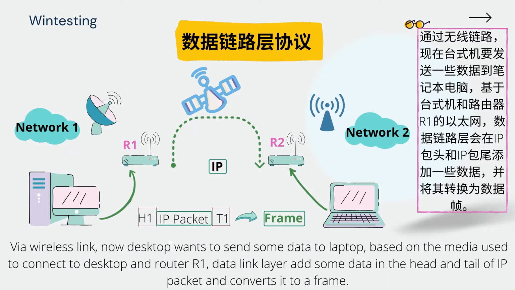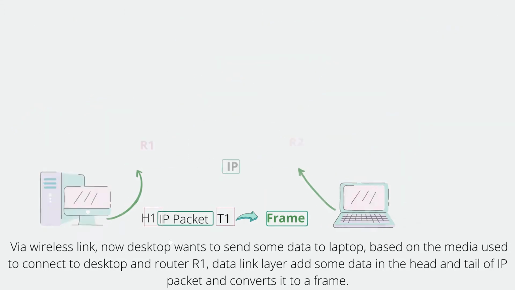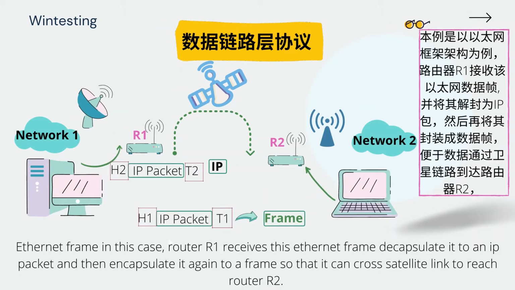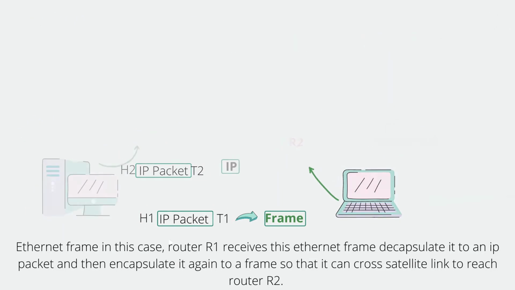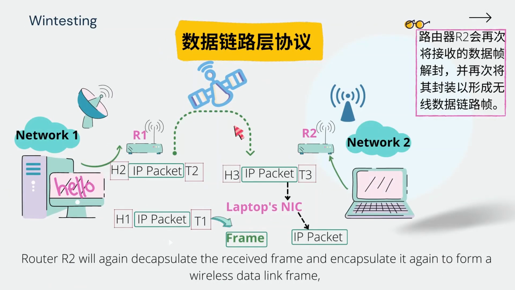Now desktop wants to send some data to laptop. Based on the media used to connect desktop and router R1, data link layer adds some data in the head and tail of the IP packet and converts it to a frame, an Ethernet frame in this case. Router R1 receives the Ethernet frame, decapsulates it to an IP packet and then encapsulates it again to a frame so that it can cross the satellite link to reach router R2. Router R2 will again decapsulate the received frame and encapsulate it again to form a wireless data link frame.